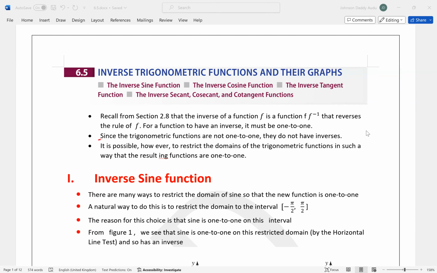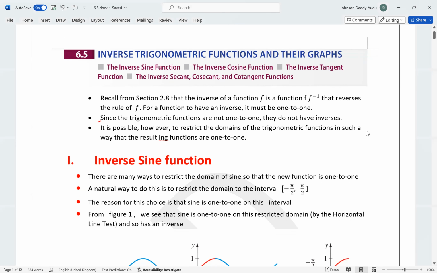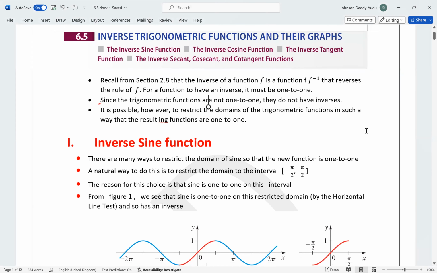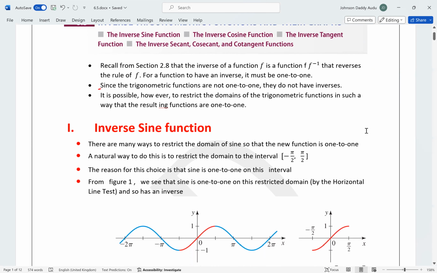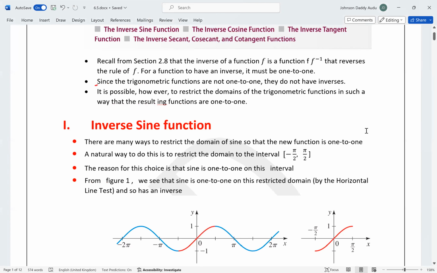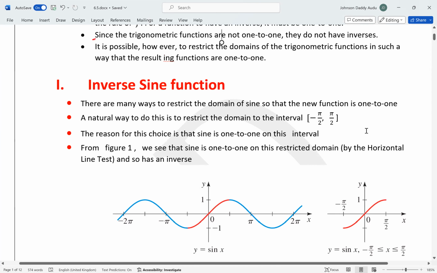So here we'll be looking at 6.5, which is the inverse of trigonometric functions and their graphs. We discussed earlier, if you look at my videos, section 2.8, we talked about inverse functions. And we said the inverse of a function exists if and only if the function is 1-to-1. So if a function is 1-to-1, then we can talk about the existence of its inverse, right?